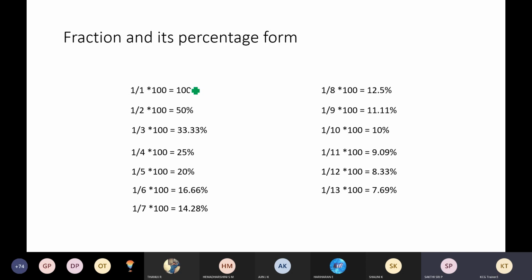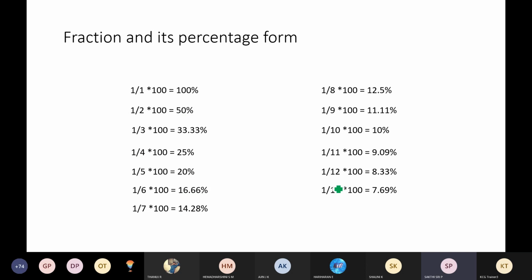These are the percentages and their corresponding fractions. So 50% means you're supposed to divide the number by 2. That's all. If I ask you 33.33% of a number, divide the number by 3. If I ask you 25% of a number, divide the number by 4. If I ask you 20% of a number, divide that particular number by 5. Okay, if I ask you 16.66% of a number, divide the number by 6. 14.28% divided by 7, 12.5, 11.11 by 9, 10, 9.09 by 11, 8.33 by 12, and 7.69 divided by 13.